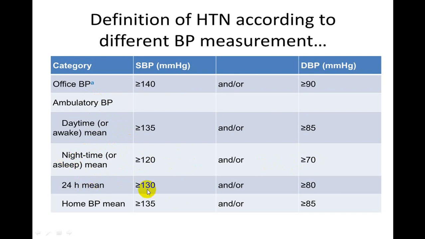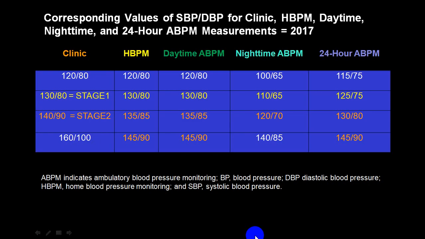And mean blood pressure, 130 by 80, is also considered as hypertensive. In home blood pressure monitoring, 135 by 85 is considered as hypertensive. So these are the figures which are being utilized for labeling a person to be hypertensive. But by and large, we say that any time if it is more than 140 by 90, the person is labeled as hypertension. But it should be on 3 separate occasions.